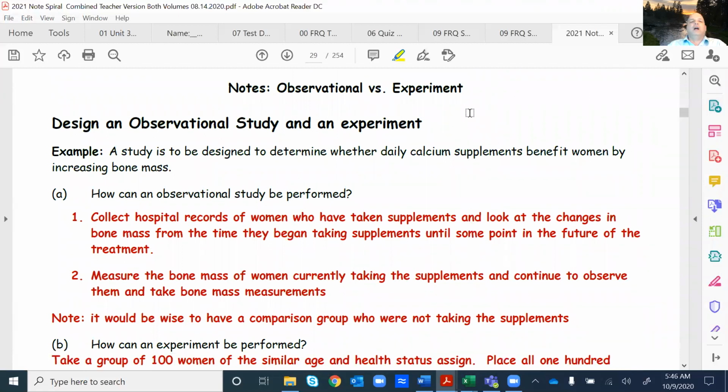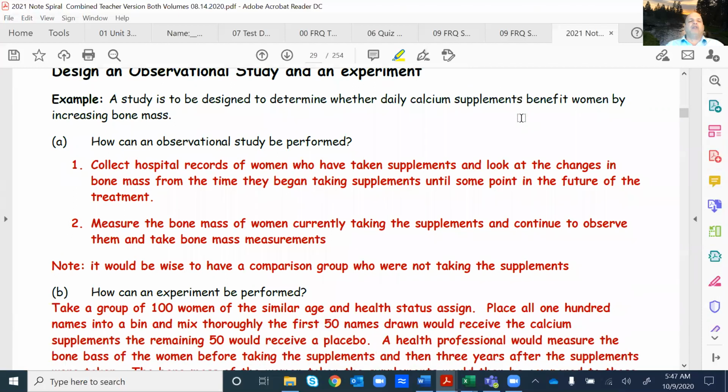And observational study versus an experiment. We'll go ahead and include that into this. So a study is to be designed to determine whether taking daily calcium supplements benefit women by increasing bone mass. So how can an observational study be performed?